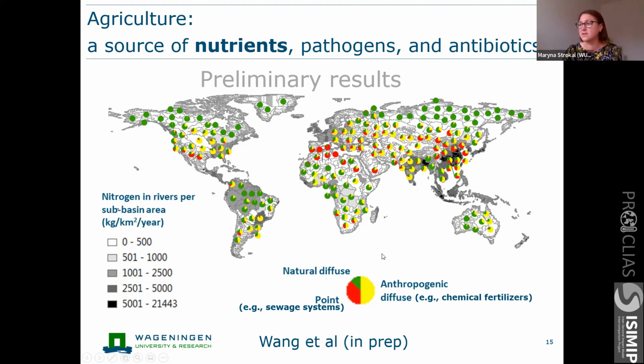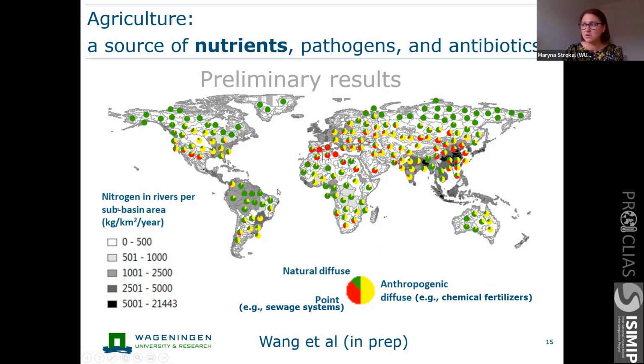So if we look at this map, we see on the background a lot of dark black is in China, India, Indonesia, but also in Europe, and also in some parts of America.